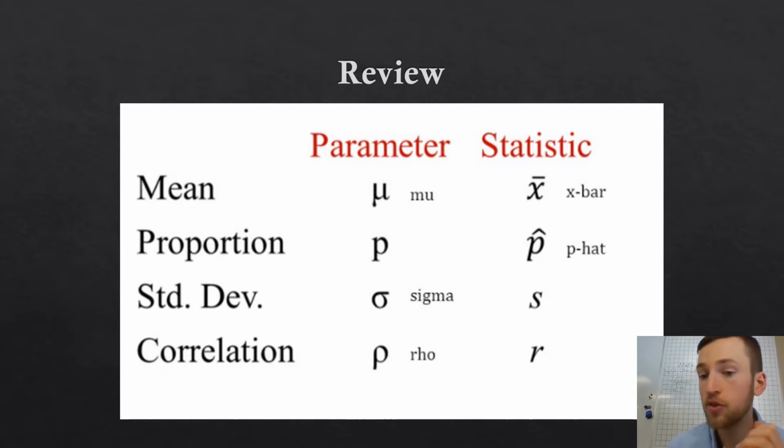So statistics represent samples, parameters come from our population. For a proportion or a percentage, the percent from a sample is called our statistic, or p hat. And then the parameter for our population is just a p. We can see the same thing with standard deviation. For our population, it is sigma, and for our sample, the statistic is s, and we don't really deal a whole lot with correlation.